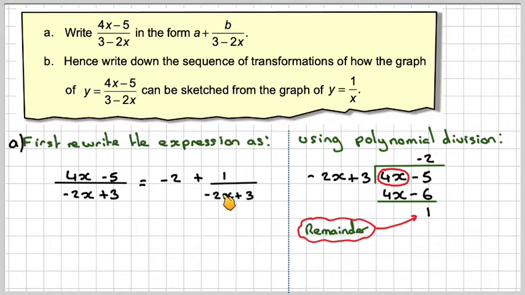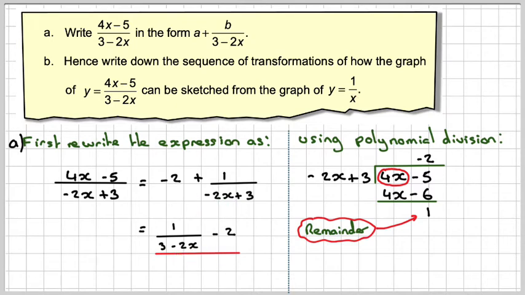Now this is quite useful for what we're going on to do in the second part, but this could be written as 1 over 3 minus 2x, back in its original format, minus 2. Now, hence, write down the sequence of transformations of how the graph of y equals (4x - 5)/(3 - 2x) can be sketched from the graph of y equals 1 over x. So we're going to use this one here to help us do it.